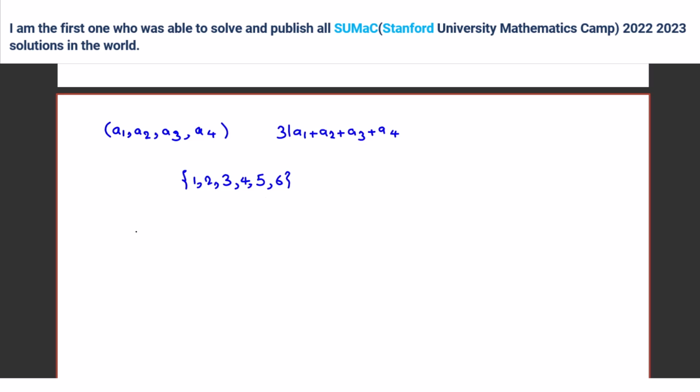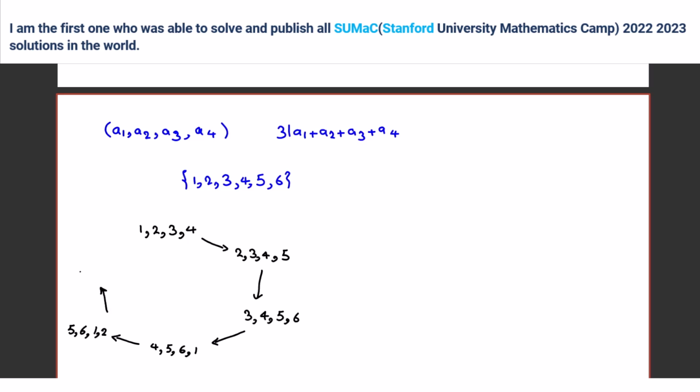So the first one, you can say 1, 2, 3, 4. Then it goes to 2, 3, 4, 5, right? Then 3, 4, 5, 6. Then 4, 5, 6, 7. We don't have 7, so it is 1. Then 1, 2, 3, 4. Next one is 5, 6, 1, 2, right? Next one is 6, 1, 2, 3.